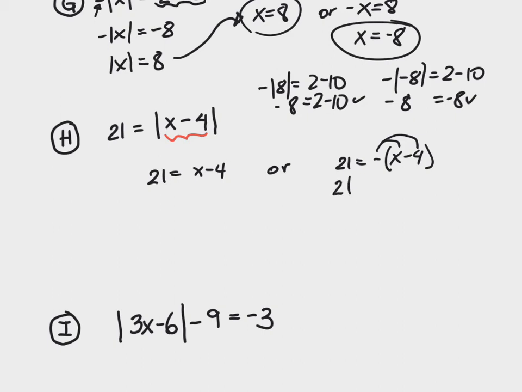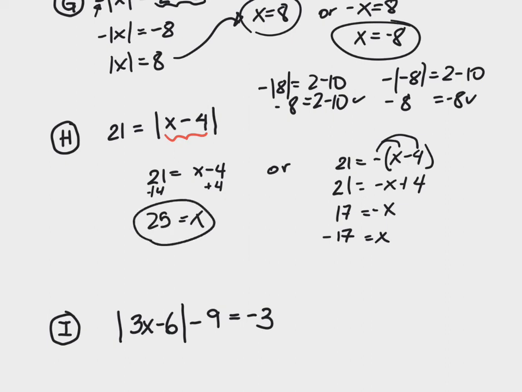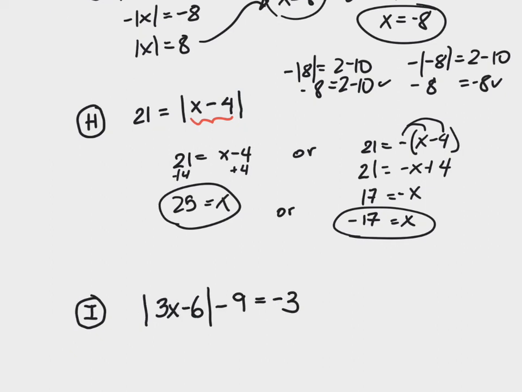So I'm going to do the right side first, and we get -x plus 4. Solving that for x, we subtract 4 from both sides, and I get x equal to -17. In this problem here, again, we add 4 to both sides, and we get x is equal to 25. So again, we have these two solutions of 25 and -17.